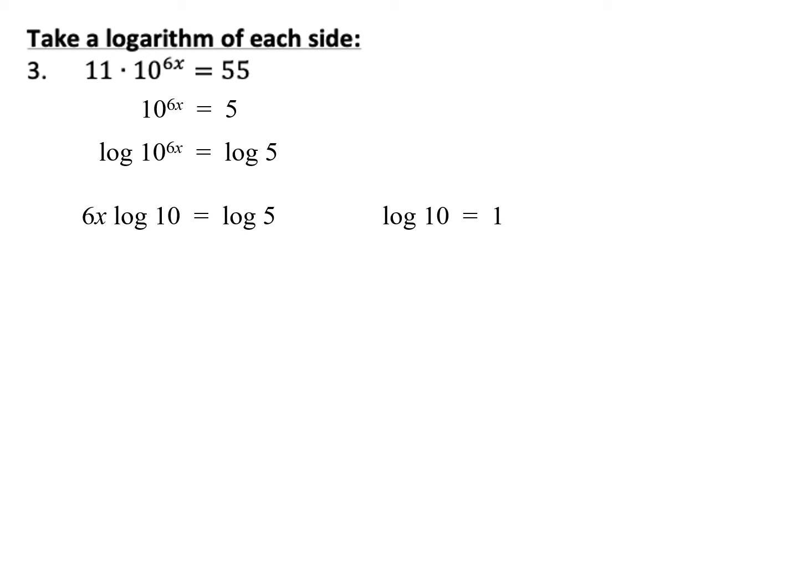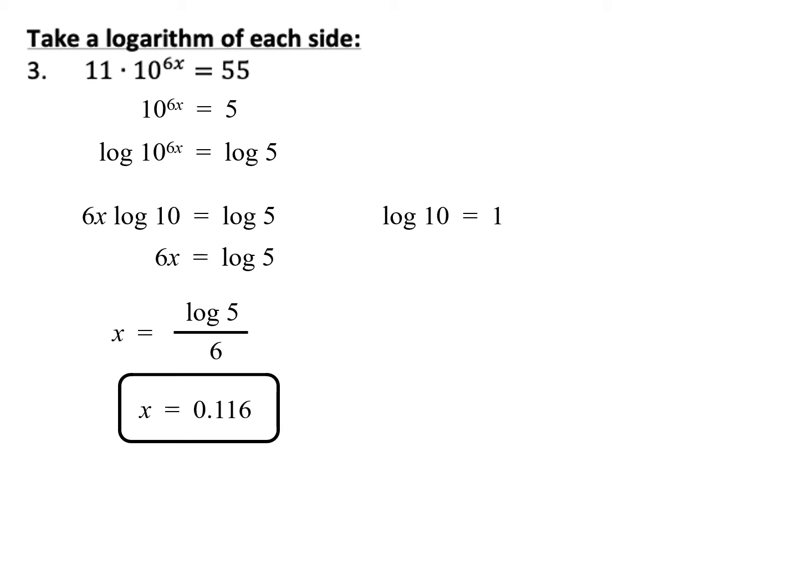We will find that out later, I guess. Log of 10 is equal to 1. So now this becomes 6x is equal to the log of 5. x is equal to the log of 5 over 6. And then once I enter all this into my calculator, I get 0.116. And that's my answer.